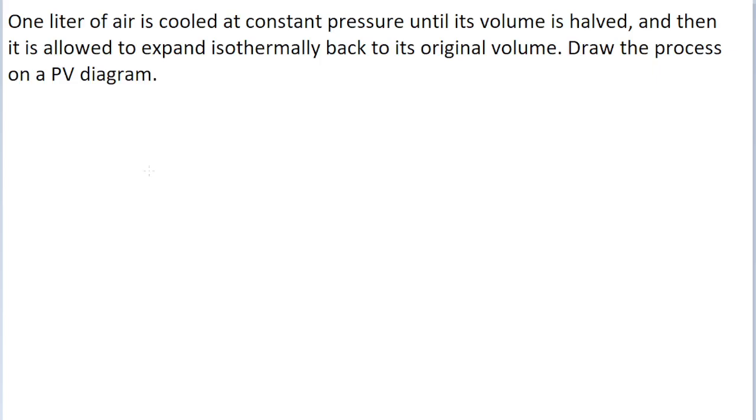In this problem, we're given some information about the changing thermodynamic properties of a liter of gas, and we've been asked to draw the process on a PV diagram, so a pressure-volume diagram. So this means we're drawing a diagram with pressure on the vertical axis and volume on the horizontal axis.